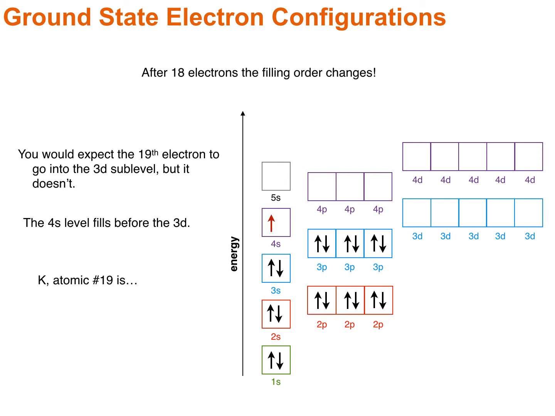And this thought process actually makes sense if you look at the periodic table, because potassium is in the 4th row. So that 19th electron is going to be in the 4s orbital.